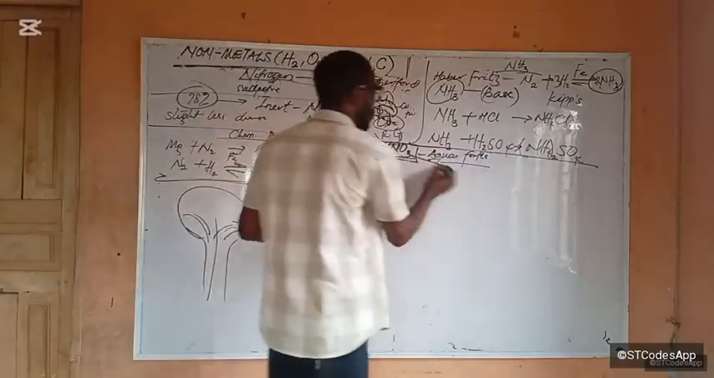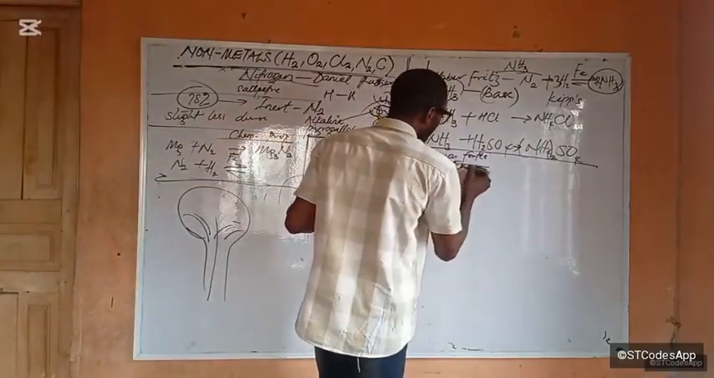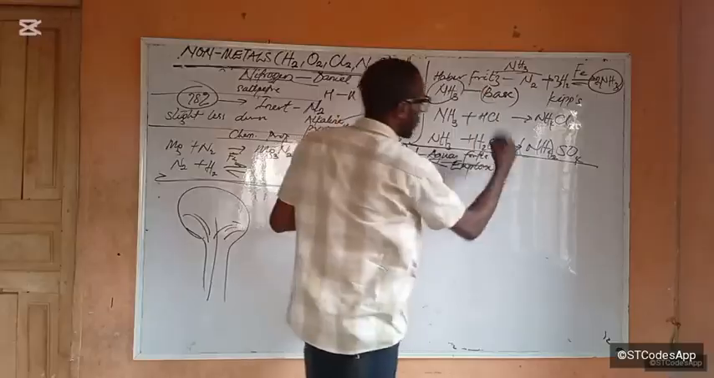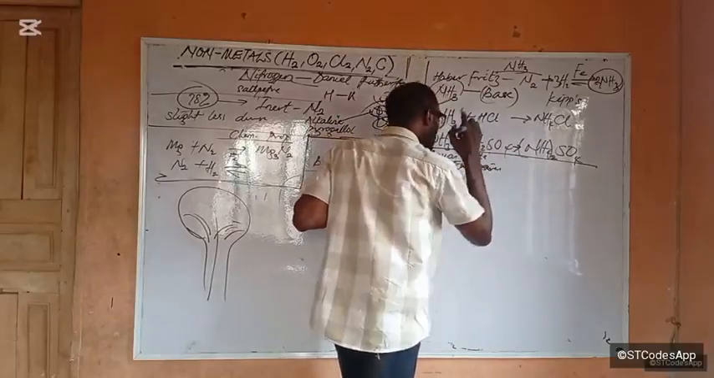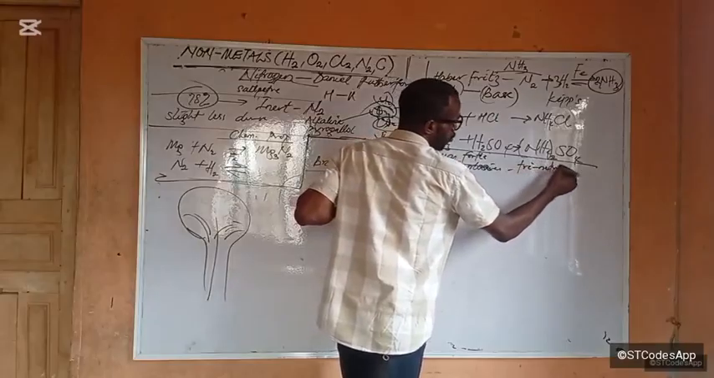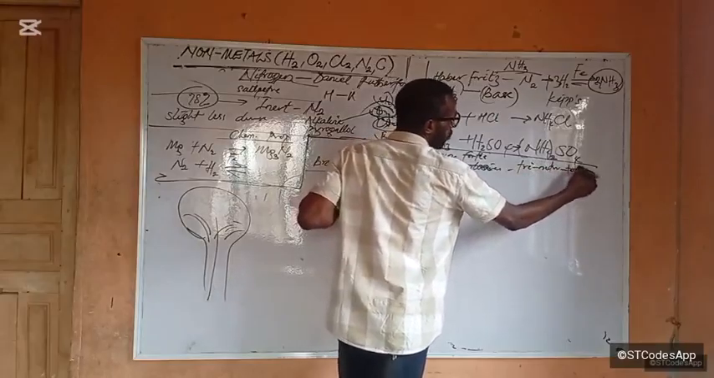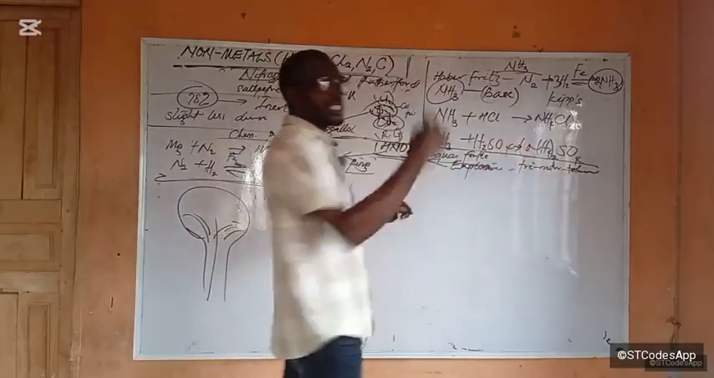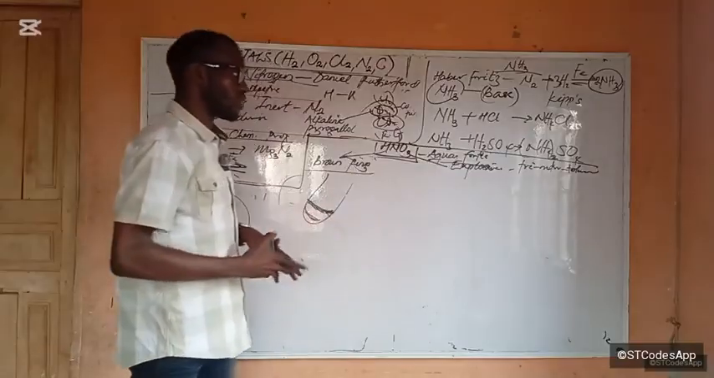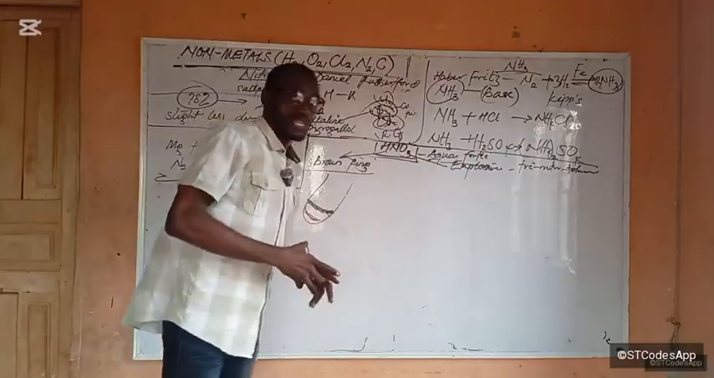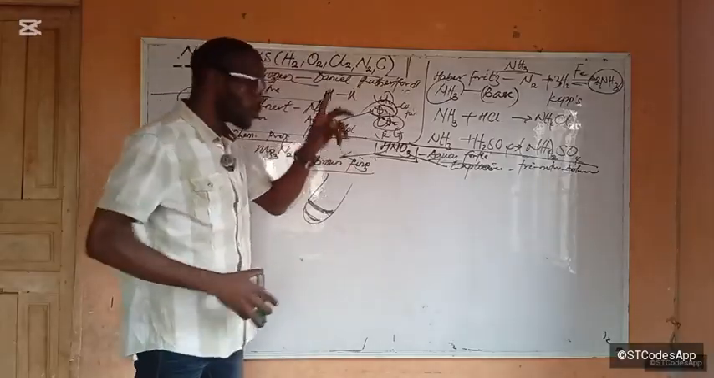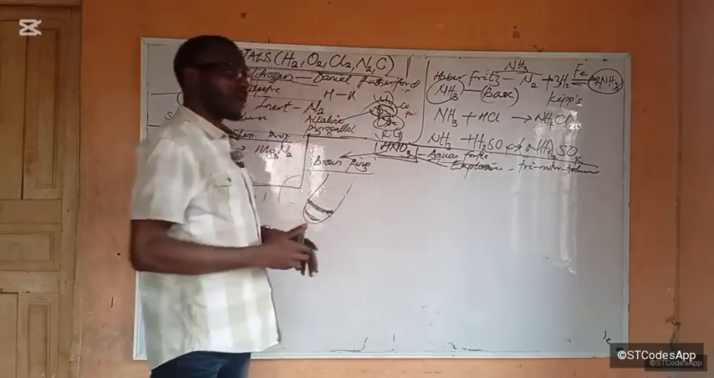HNO3 is used for the manufacture of explosives. Don't forget, explosives and fertilizer. We also use ammonia for the manufacture of fertilizers, and this one for explosives. Trinitrotoluene. That was especially why it was manufactured in the Second World War. Americans used to manufacture trinitrotoluene, a major component of explosives.